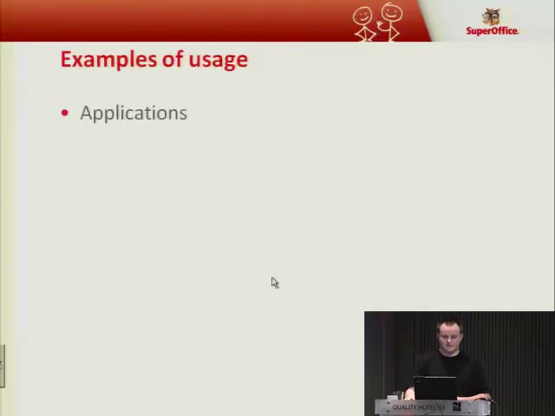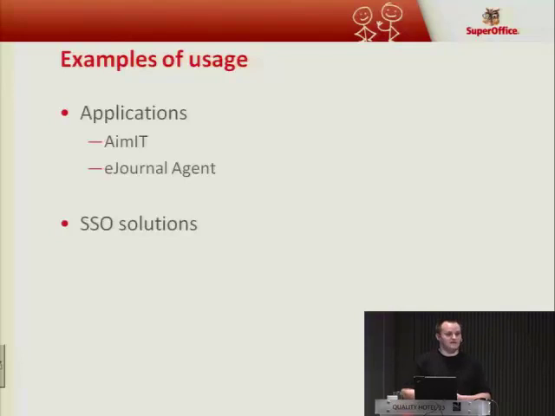Examples of usage. The applications that you might know of is AMIT. AMIT uses the SOAP services to communicate with the customer service installation. You have the eJournal agent. How many of you know what the eJournal agent is? Yeah, it's a little tray app that regularly pops up a pop-up that says you have a new message, you have a new request. That one also uses SOAP. And you can also use the SOAP interface for different single sign-on solutions for the customer center.